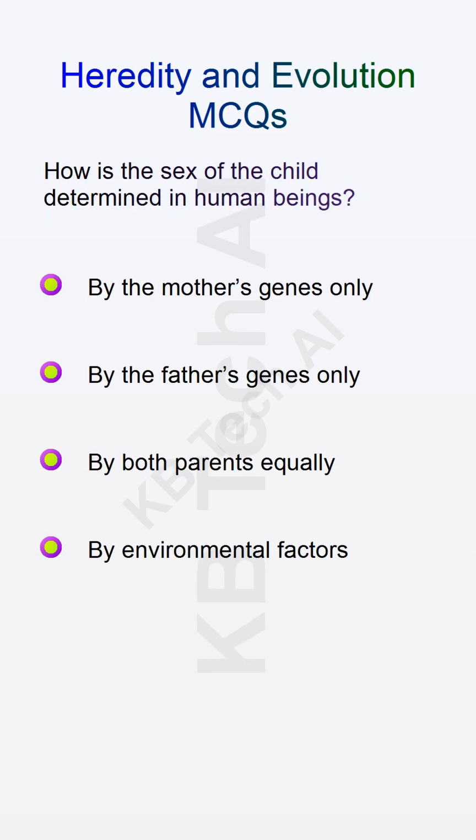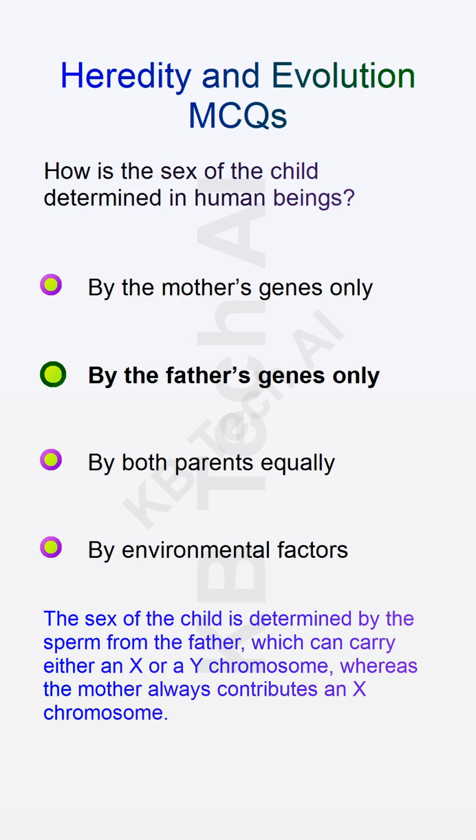How is the sex of the child determined in human beings? Option 1, by the mother's genes only. Option 2, by the father's genes only. Option 3, by both parents equally. Option 4, by environmental factors. The answer is option 2, by the father's genes only.